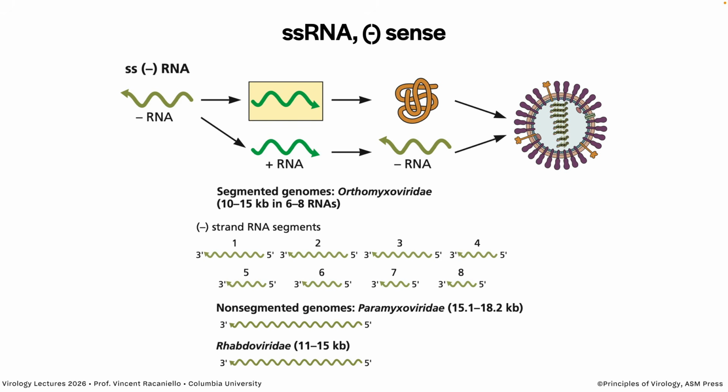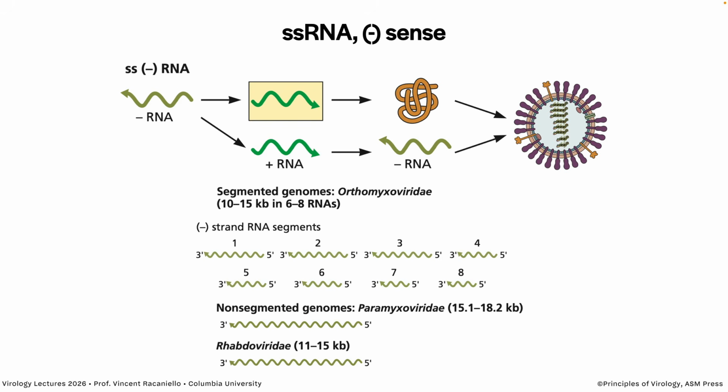Now, plus strand RNA viruses do not have to have the RDRP in the particle, because when the RNA gets into cells, it's immediately translated. But negative strand viruses, if the RNA gets in the cell, nothing will happen. So they have to bring in a polymerase with it. So all these negative strand RNA viruses contain a polymerase.